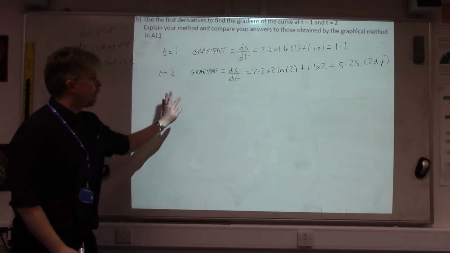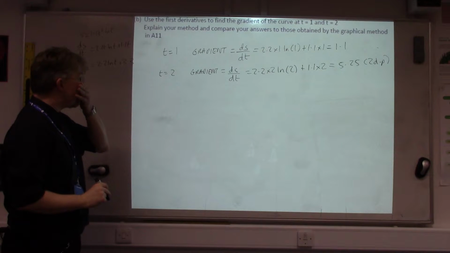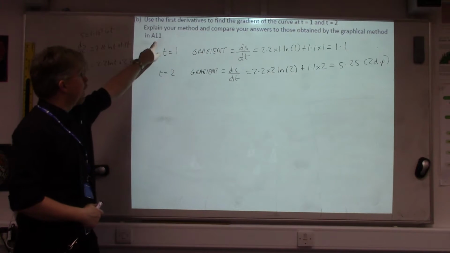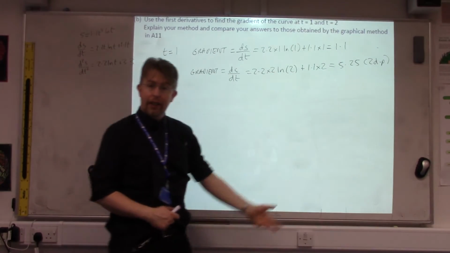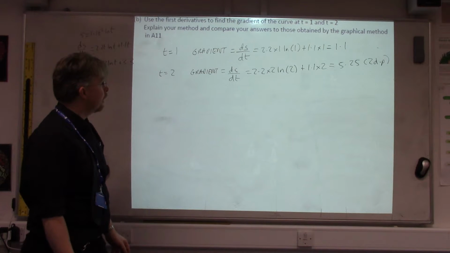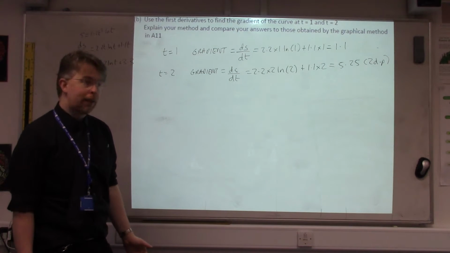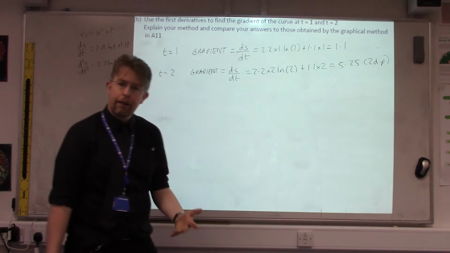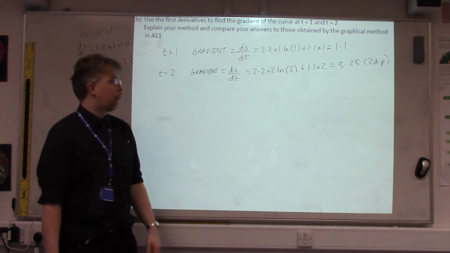Again, to get a pass, you need to be able to calculate those. To get merit and distinction, you need to explain your method and compare your answers to that obtained at A11. Now you would write, these are the correct answers because they've been found using calculus. Your graphical method answers in A11 were estimates, and you would rate them on how close they are. So if they're very close, they're good estimates. If they're far away, they're bad estimates. Doesn't matter if they're good or bad, as long as you make the right comparison.